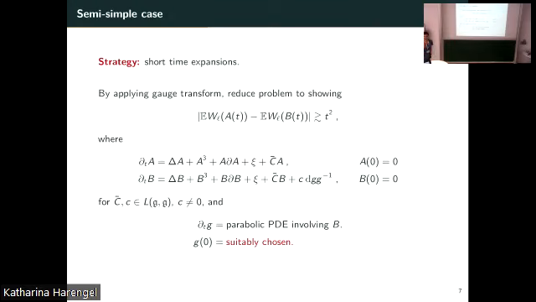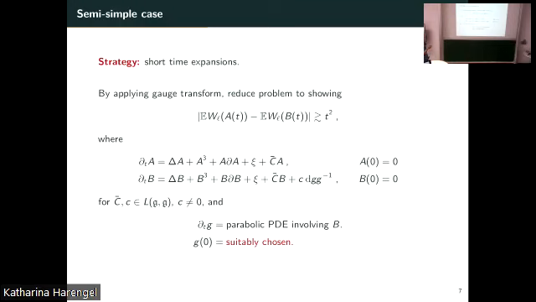Okay, so the semi-simple case is harder because the SPDE is now nonlinear. So what's the underlying strategy? Broadly speaking, we want to replicate the abelian strategy. So we want to look at something which happens at short times. But now we're not in a linear setting anymore. So what we do is we do short time expansions.